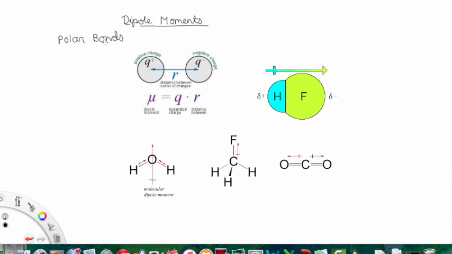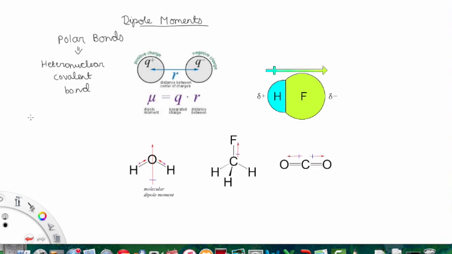This is when you have a heteronuclear covalent bond. And what that means is that electrons are not equally shared. If you had a homonuclear covalent bond, that means the electrons are equally shared.